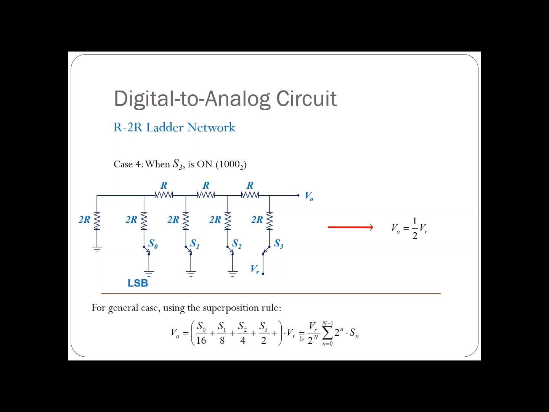So again, to summarize: when we have 0001, we have VR over 16. When we have 0010, we have VR over 8. When we have 0100, we have VR over 4. And if we have 1000, we have half VR.